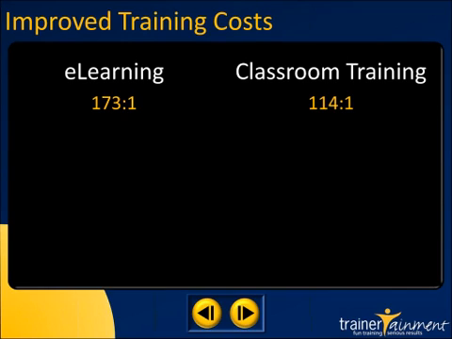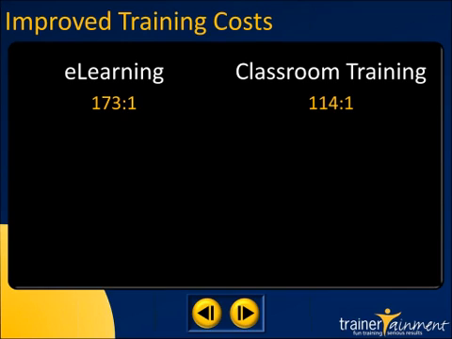I thought 173. I thought, okay, for the same cost, we could train 173 people in an e-learning format compared to classroom training, that we could do 114 people based on those costs. That's what I thought. I was wrong. The correct answer is this is the number of hours of development on average it takes per 1 hour of training. So for an e-learning course, we have 173 hours of development per 1 hour of training.